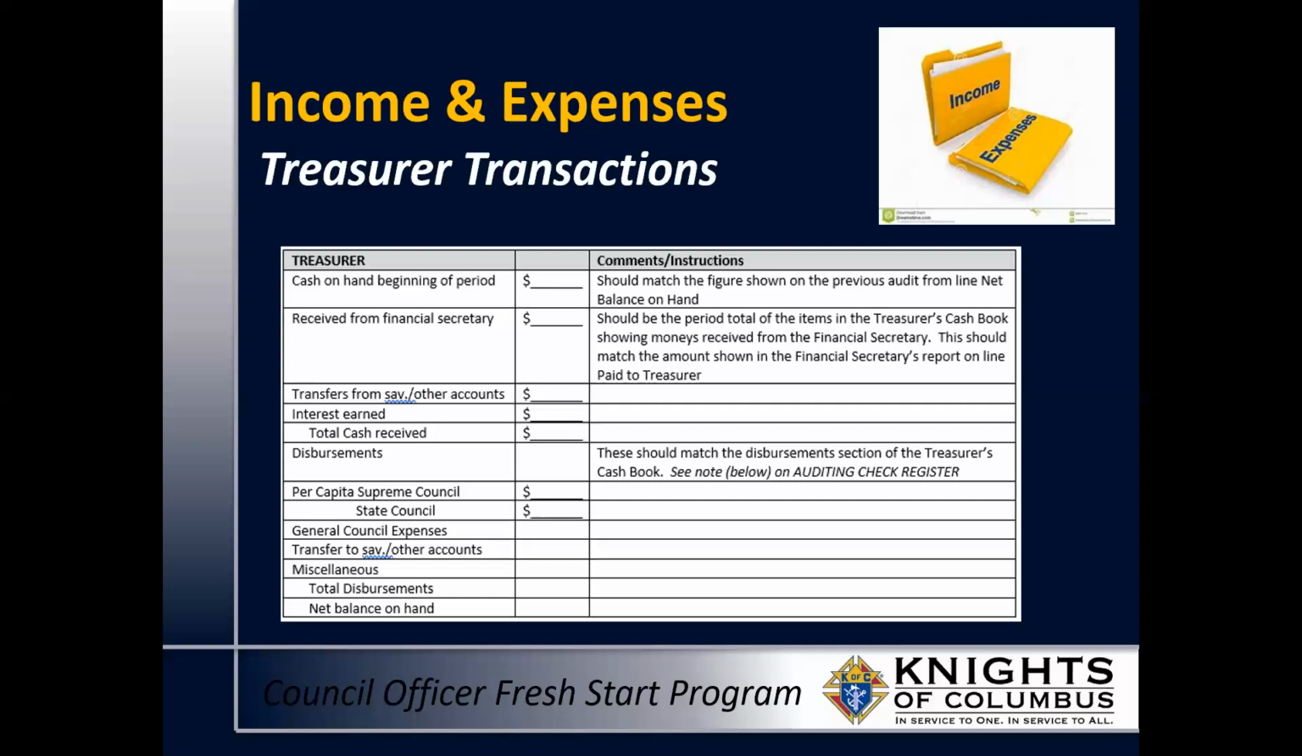You would add up the per capita from Supreme, State, general expenses, transfers, and miscellaneous, and that would give you your total disbursements. Then your net balance would be your first line, your cash on hand at the beginning of the period, plus the total cash received, minus the total disbursements. So cash on hand at the beginning of the period plus cash received less disbursements will give you your net balance on hand at the end of the period.